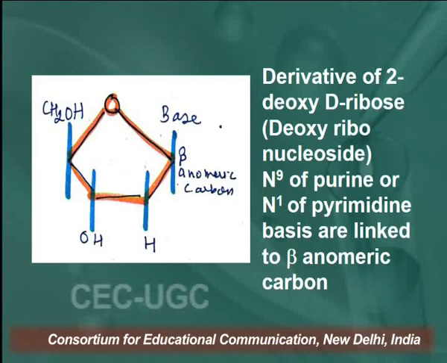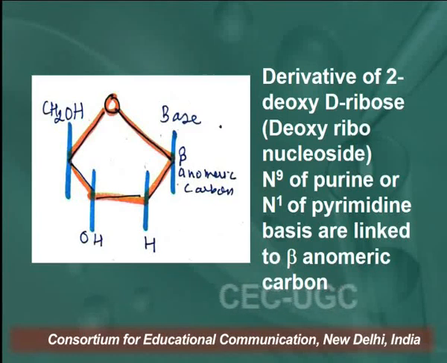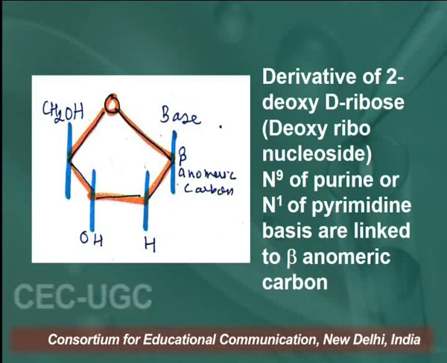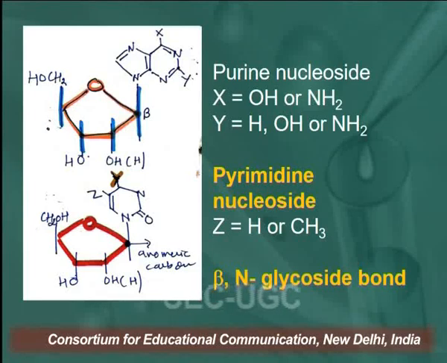In deoxyribonucleosides, the N9 of purines or N1 of pyrimidine bases are linked to the beta anomeric carbon. So, you just remember where the bases are bonded onto the ribose sugar. The sugar can be deoxyribose or ribose, depending upon the number 2 carbon atom, whether it has H or OH. On your screen, the beta anomeric carbon has a purine, so it is a purine nucleoside.